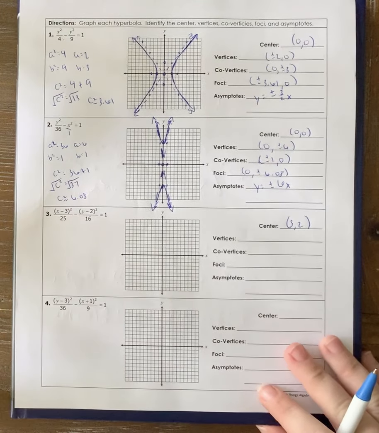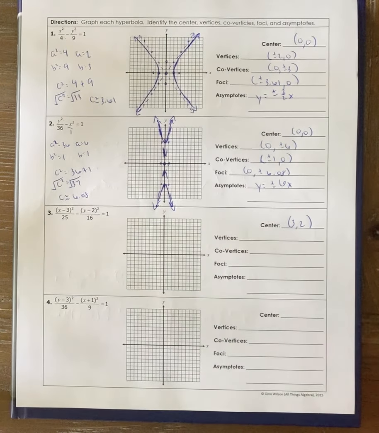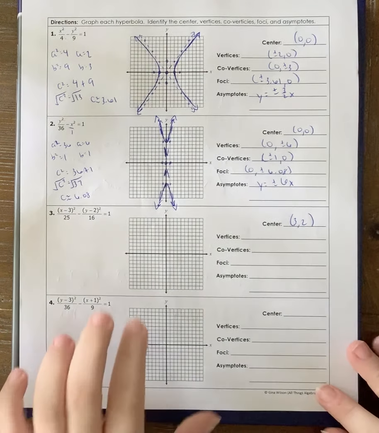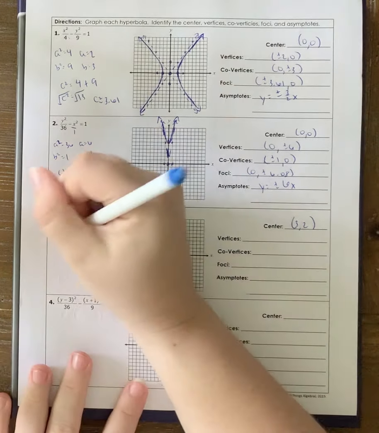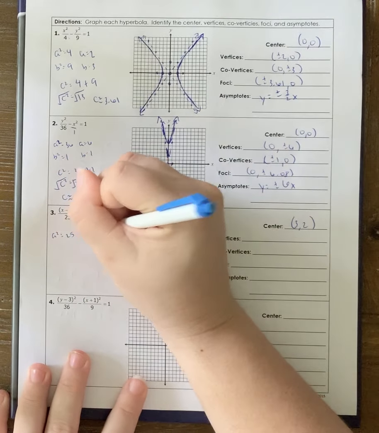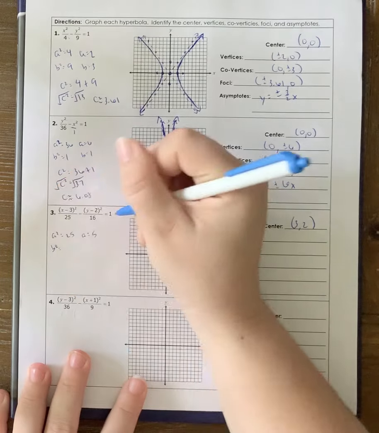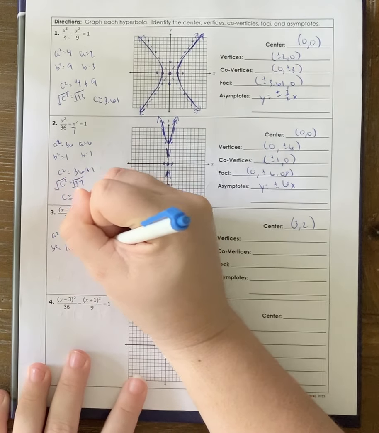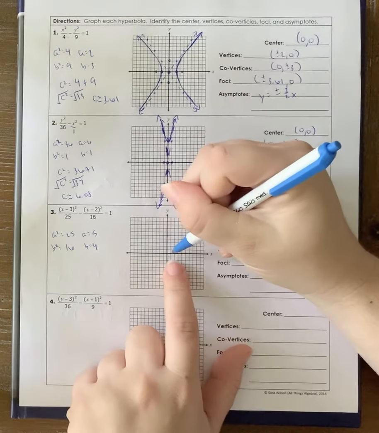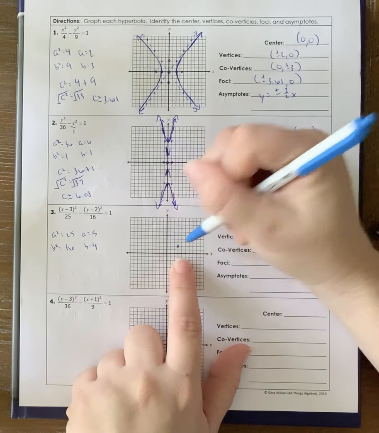Okay, notice that our x comes first this time, so it's going to be horizontal. Our a squared is 25, so our a is going to be 5. Our b squared is 16, so our b is going to be 4. All right, our center is at (3, 2), so we have 1, 2, 3, 1, 2 right here.